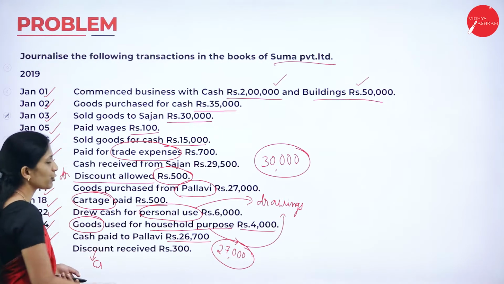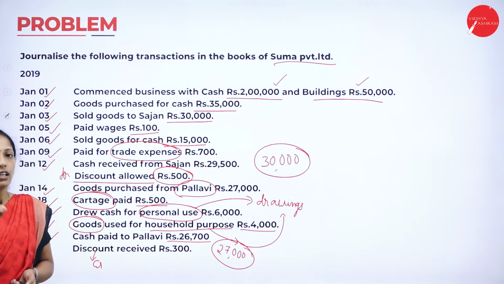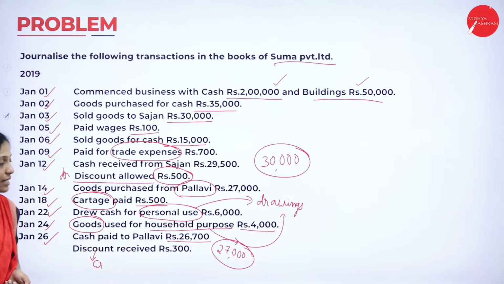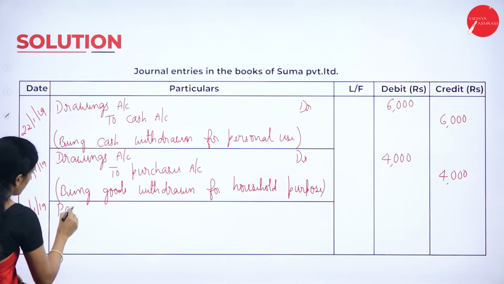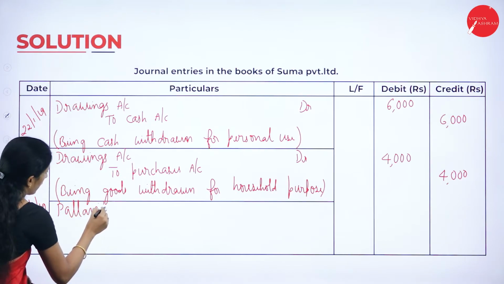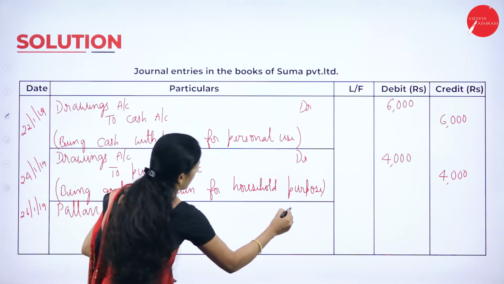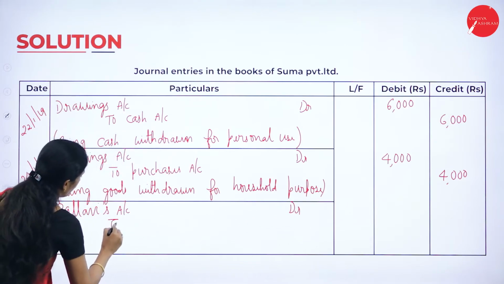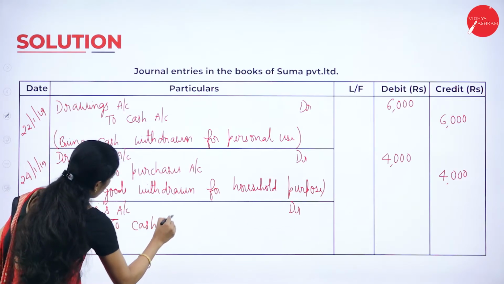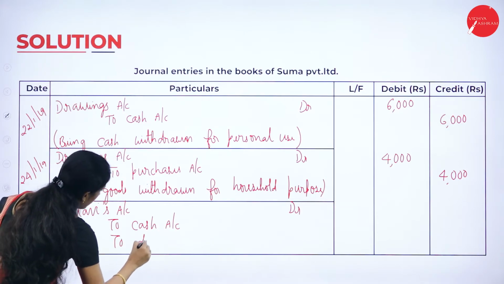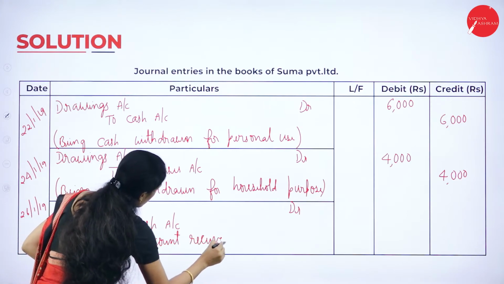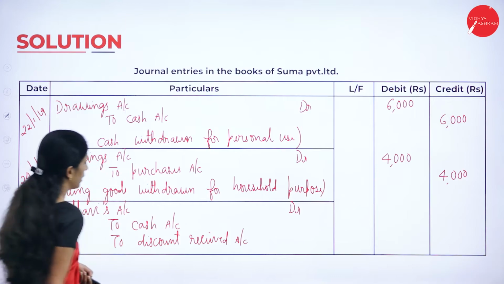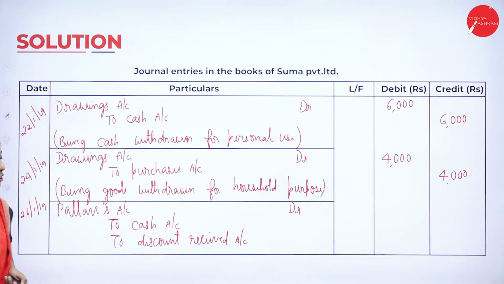So, what is the entry when cash is paid to Pallavi? Pallavi's account debtor, to cash account, to discount received account. 26/1/2019. So, cash paid to Pallavi. So, Pallavi's account debtor, to cash account, to discount received account.